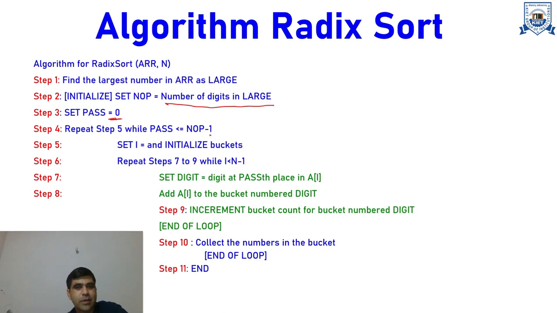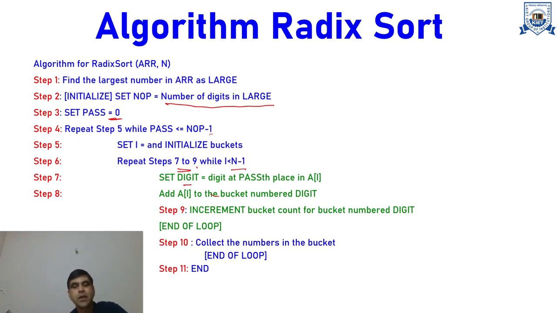Number of passes will be n minus 1, right? So then initialize the buckets, and repeat steps 7 to 9 while i is less than n minus 1. Simply, we set the digit, because we start from the first digit, the ones place, then the tens place, then the hundreds place, and so on up to how many digits there are. For example, if the number of digits in the largest number is 3, then ones, tens, and hundreds are sufficient, because we have 3 places.